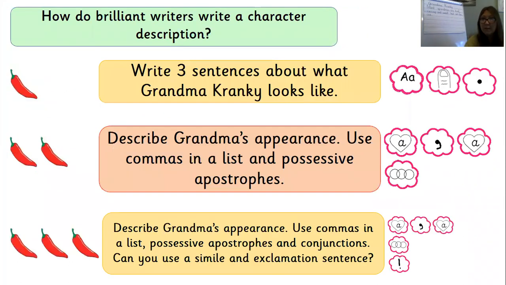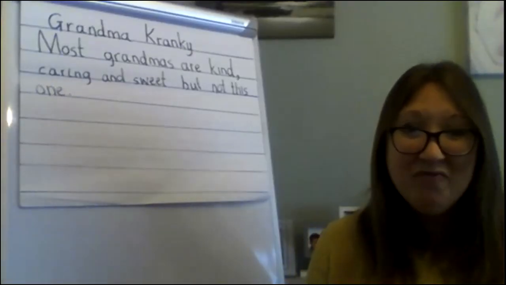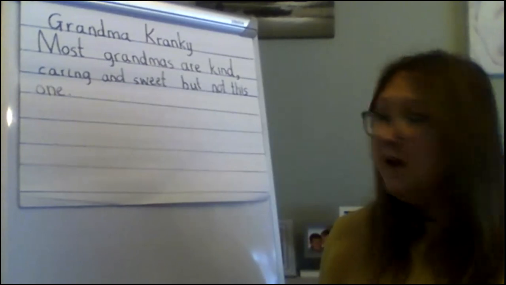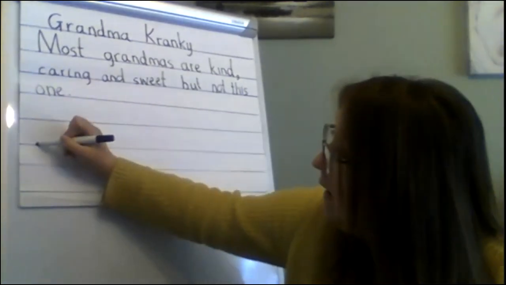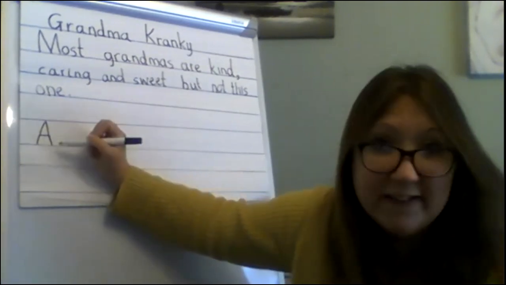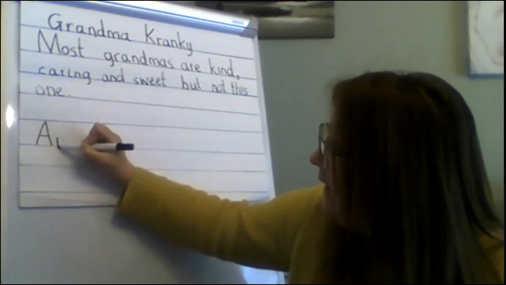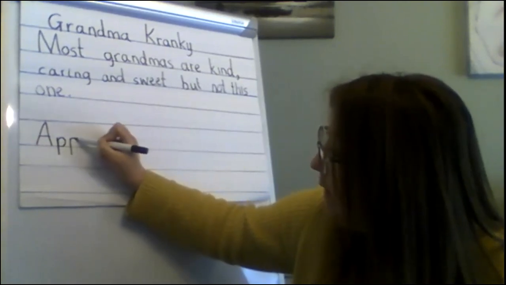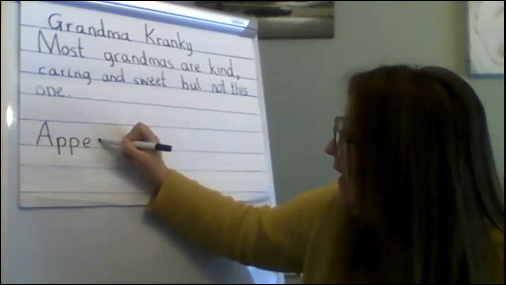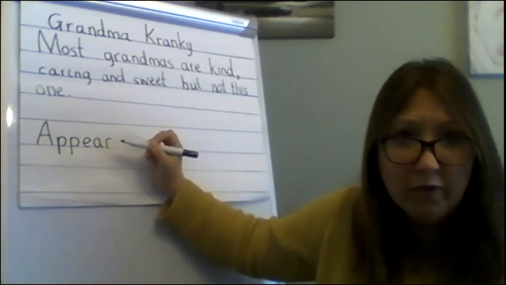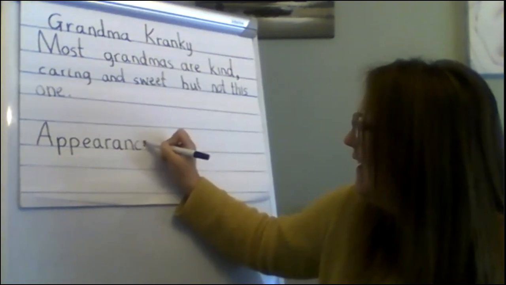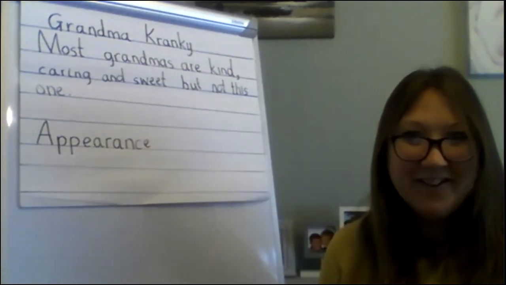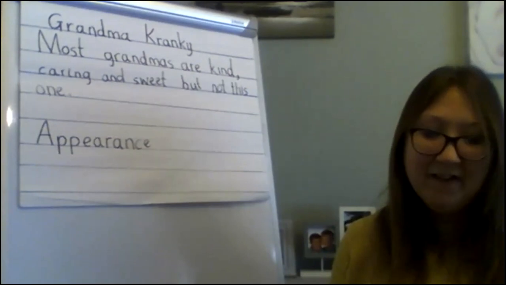Now, I'm going to stop this one for a second and we're going to have a go at writing the next paragraph. I know I need to miss a line now and write the subheading appearance. So you can write this in your book as well. A, P, P, E, A, R for appear and A, N, C, E. Have you got that in your book too? Well done if you have.